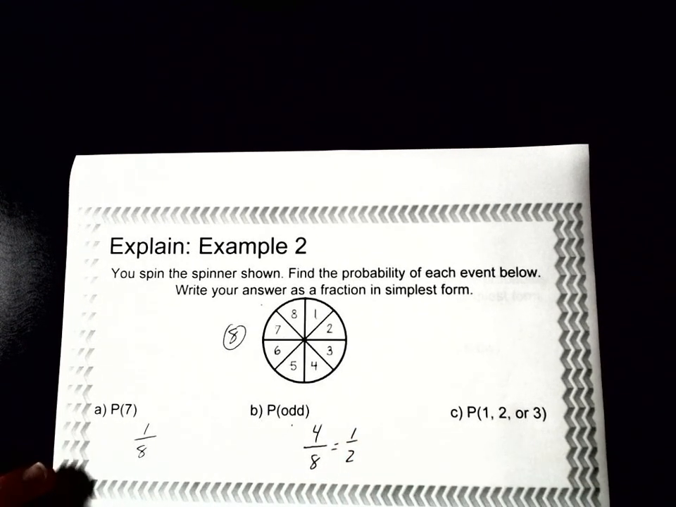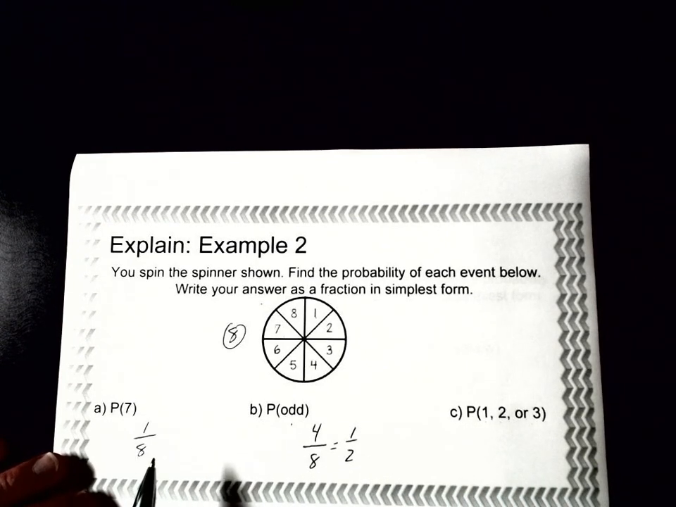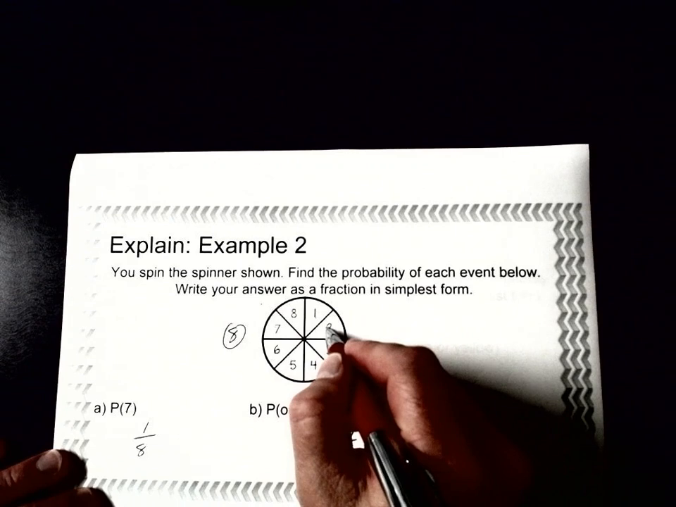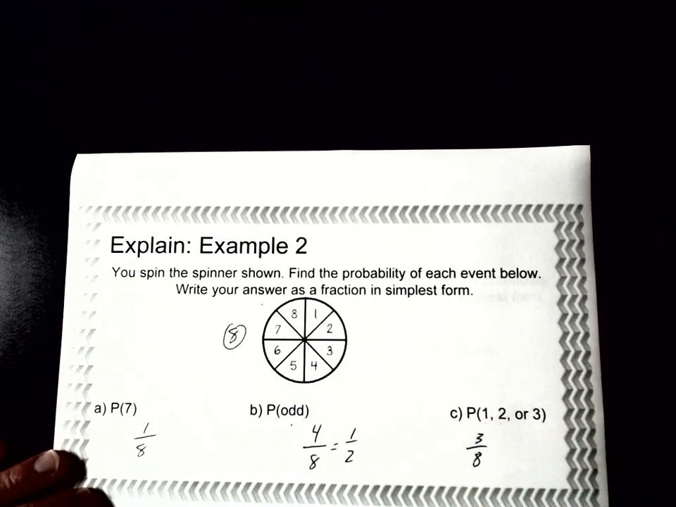Okay. C, what's the probability you land on a 1, 2, or a 3? All 3 together. There's a 1, there's a 2, there's a 3, there's 3 out of 8. That cannot reduce.